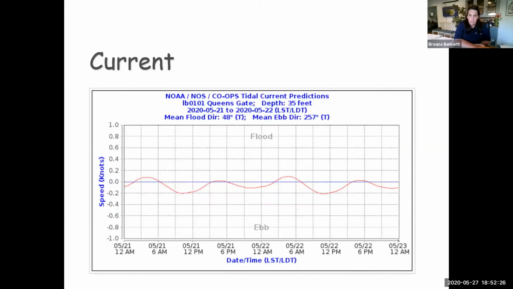Okay, let's move to currents, and then I was going to do ocean currents. Okay. So the current graph is kind of similar.